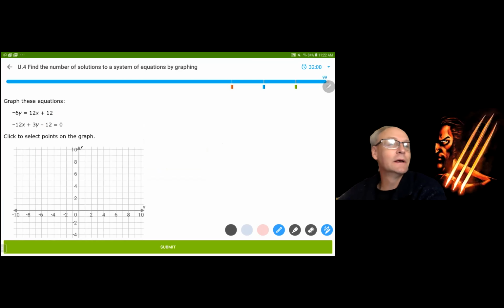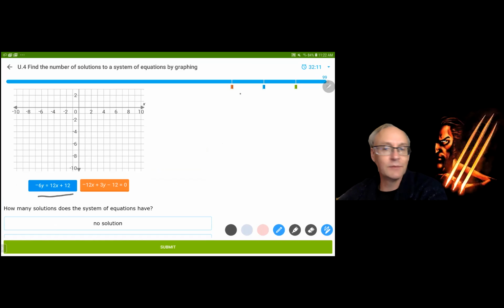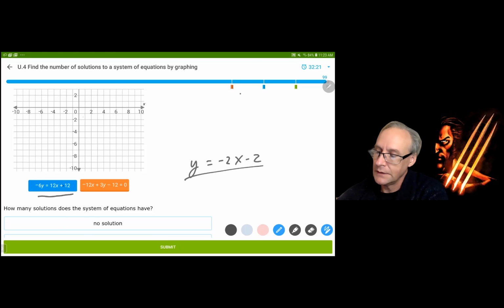Looks like I'm going to divide everything by -6. So let's go down here. Don't let this scare you. Notice how nice it's going to work out. I'm going to divide all the terms by -6, and I'm going to get y equals -2x minus 2. So there's my blue equation. Let's go ahead and put it in there. -2, and I have a slope of -2, down 2 over 1. There we go.